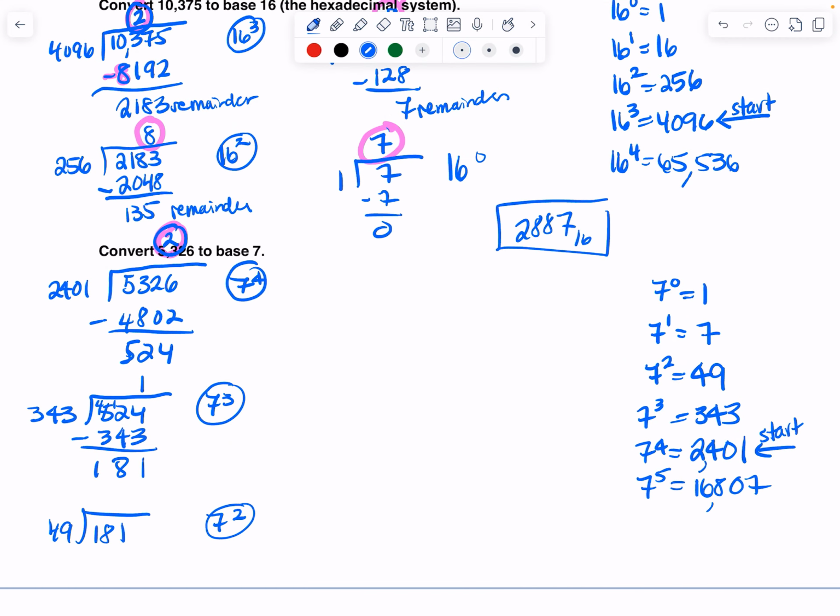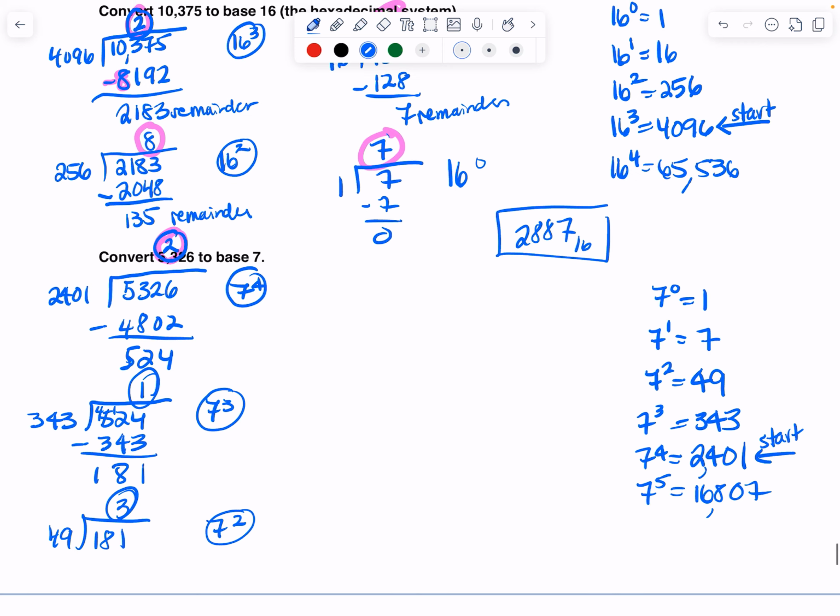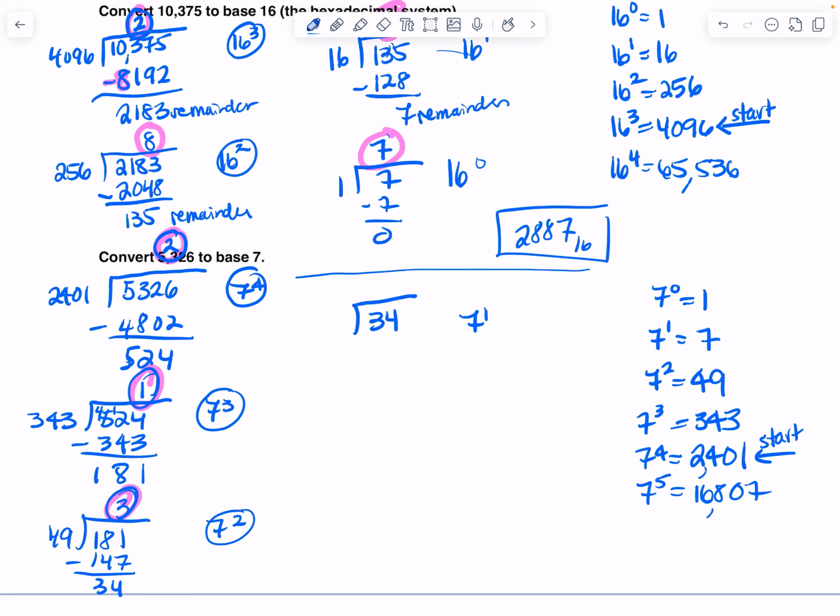So again, 49 goes into 181 3 times. And when I take 49 times 3, I got 147. Subtracting those 2, I got a remainder of 34. Okay, so I'm just circling those. All right, so I'm going to take the remainder. The remainder is 34. And I'm going to divide it by 7 to the 1st, which is 7.